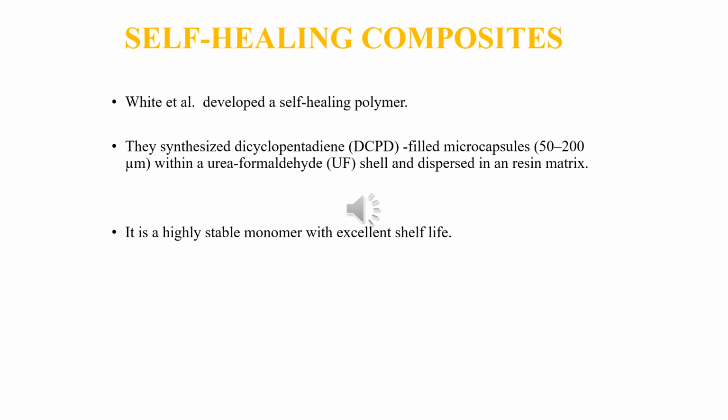Here we have self-healing composites. Now, why are they called self-healing composites? Because they have self-sealing property. They prevent microleakage. How they do so, we will see in the diagrammatic representation in the next slides. These are synthesized by dicyclopentadiene-filled microcapsules within a urea-formaldehyde shell, and they have Grubbs catalyst among them.